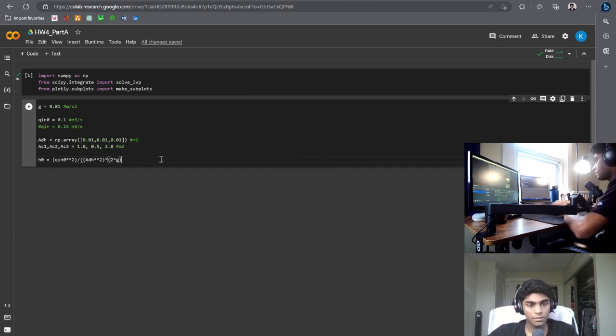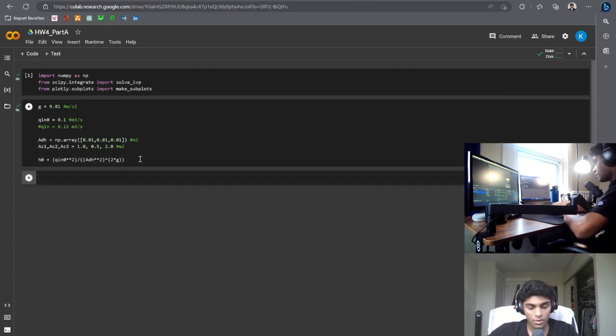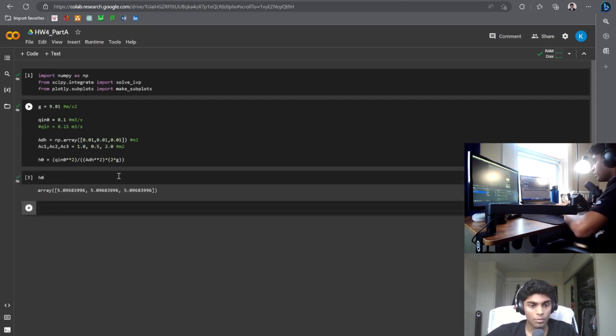And that should give us each of the initial heights for each of the tanks, since this 80h here is going to give us the values of that array. So if we were to run that, we see we get the same 3 values for each of the tanks.